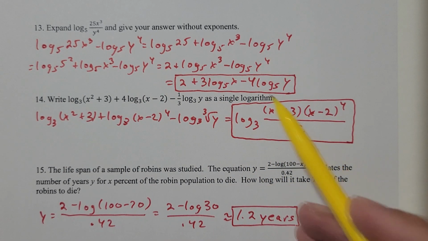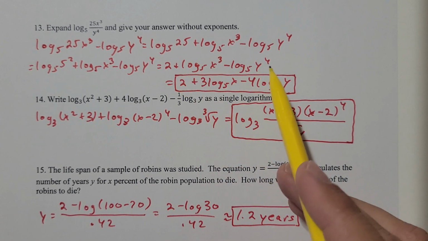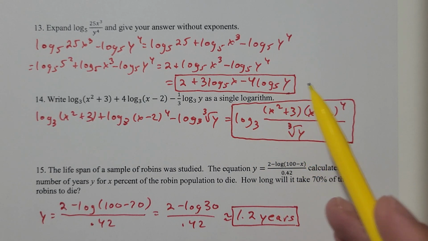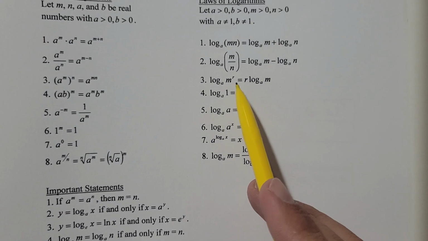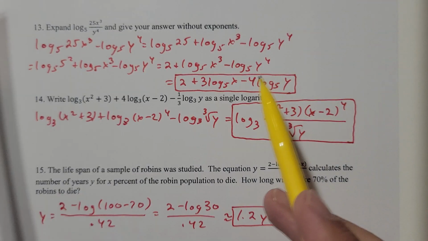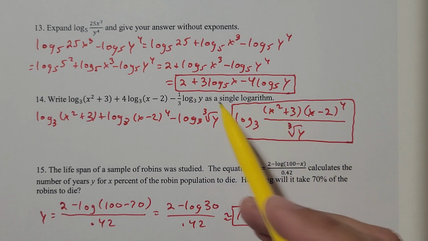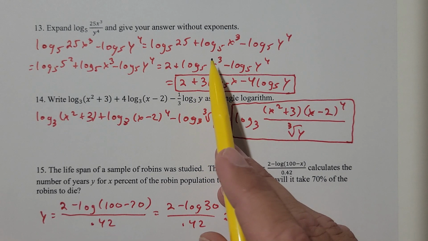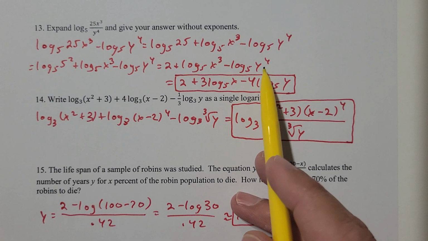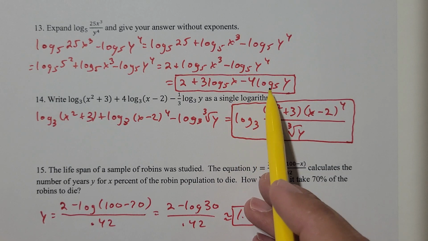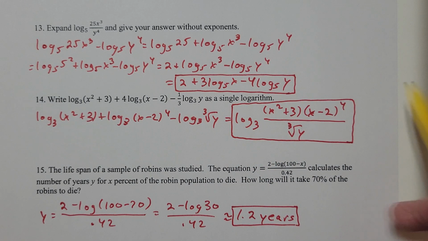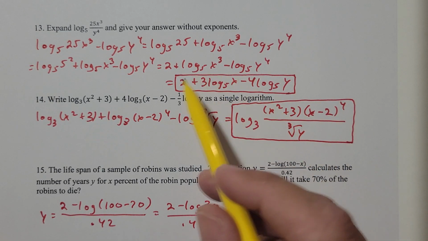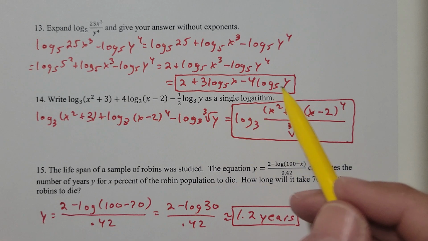The last thing will be to pull these powers in front of these logarithms here. Again, I'm using law 3 to do that. Okay, pull the power value out in front. So my answer is going to be 2 plus 3 times log base 5 of x minus 4 times log base 5 of y. Now that would be as simplified as I can get things. Okay, so I'd circle that answer there.